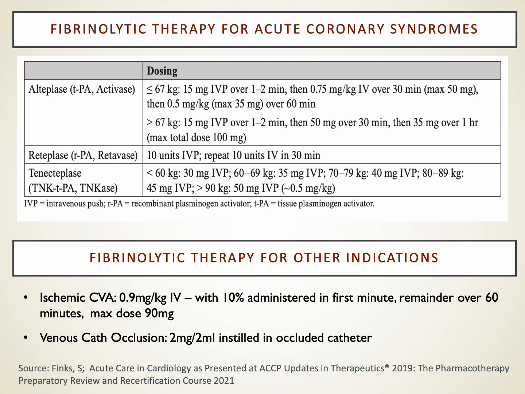So there are certain doses here. Here are some dosing for acute coronary syndromes, dosing for ischemic cerebrovascular events, and cath occlusion, much different. And we need to be very clear about ruling out bleeding when we use each of these. More discussion on each of these agents when you get to cardiology or neurology.